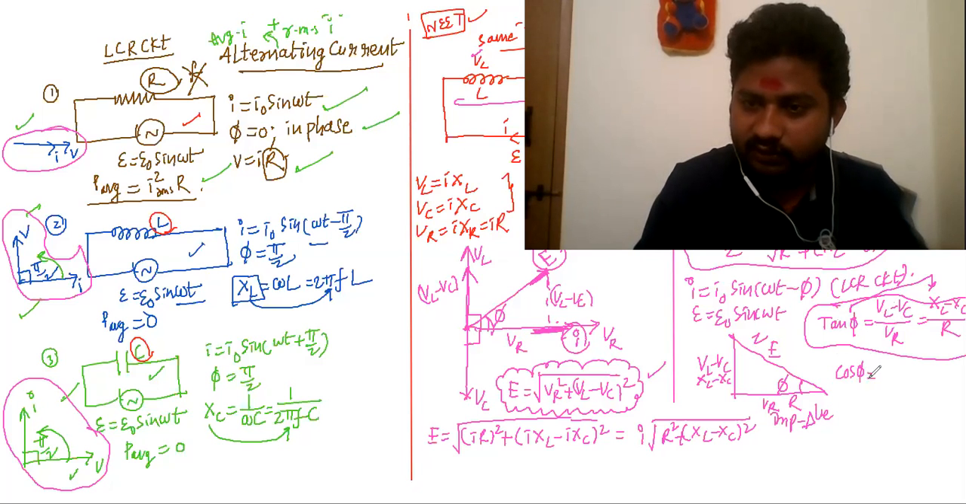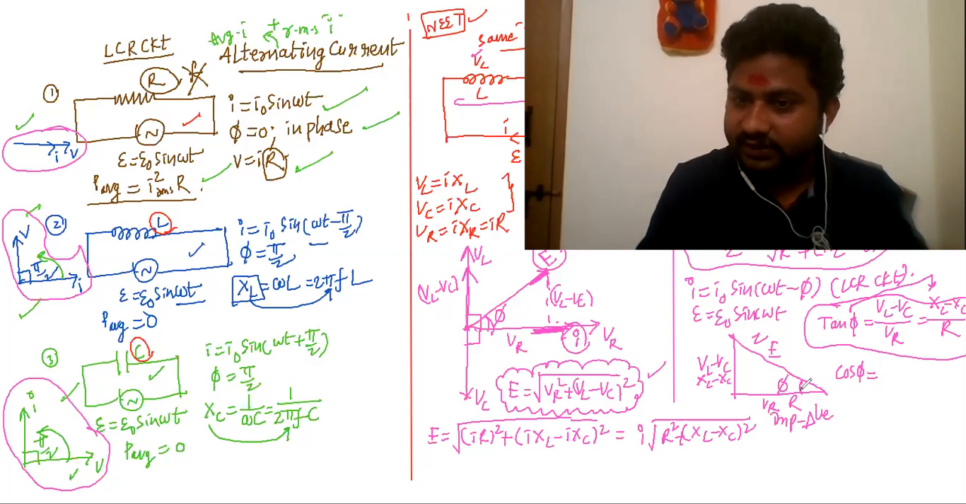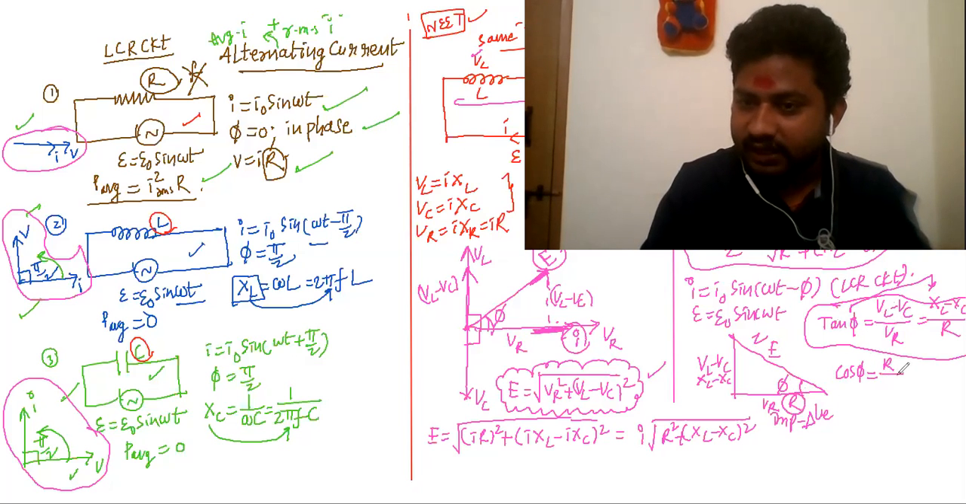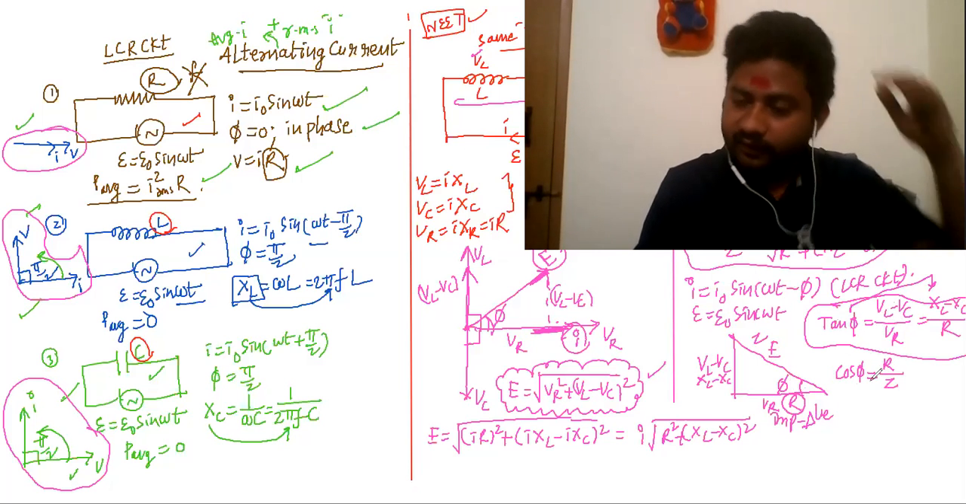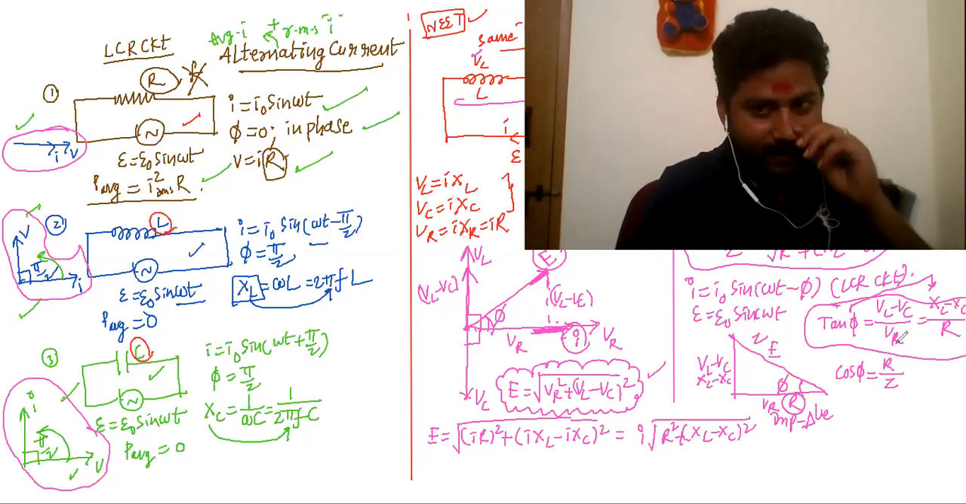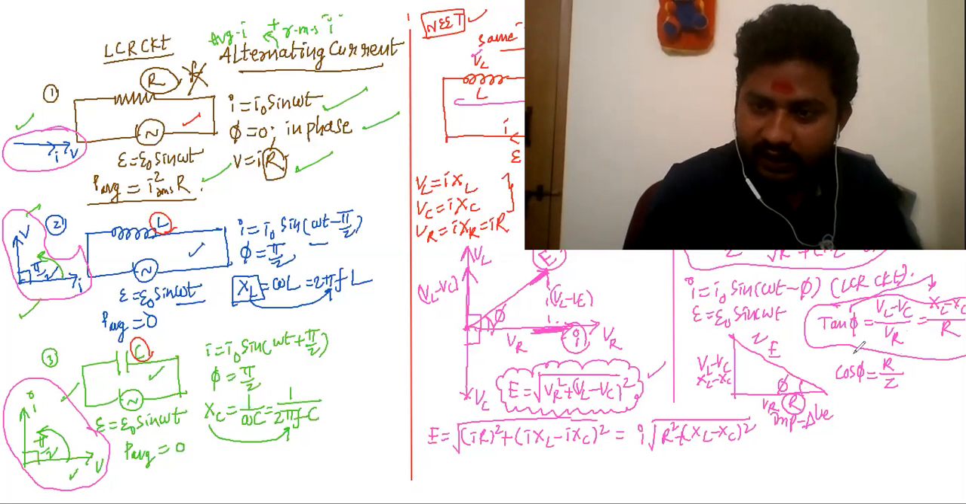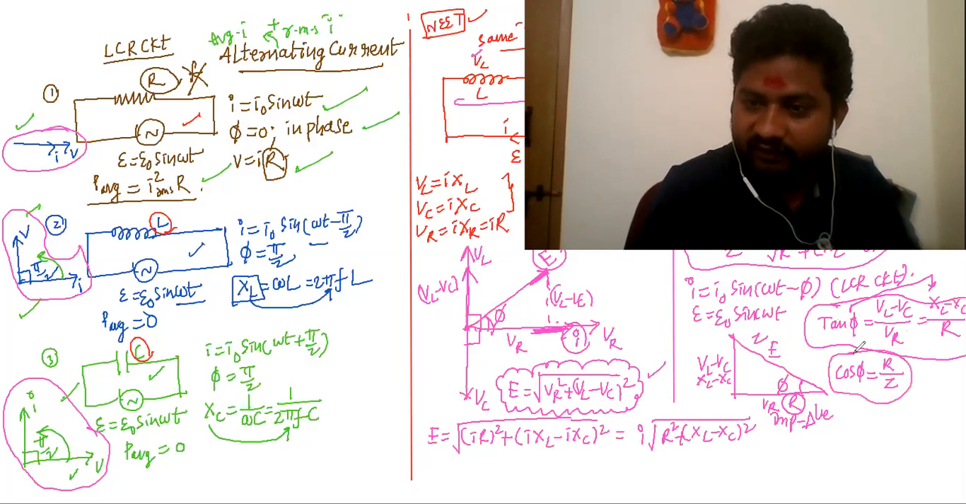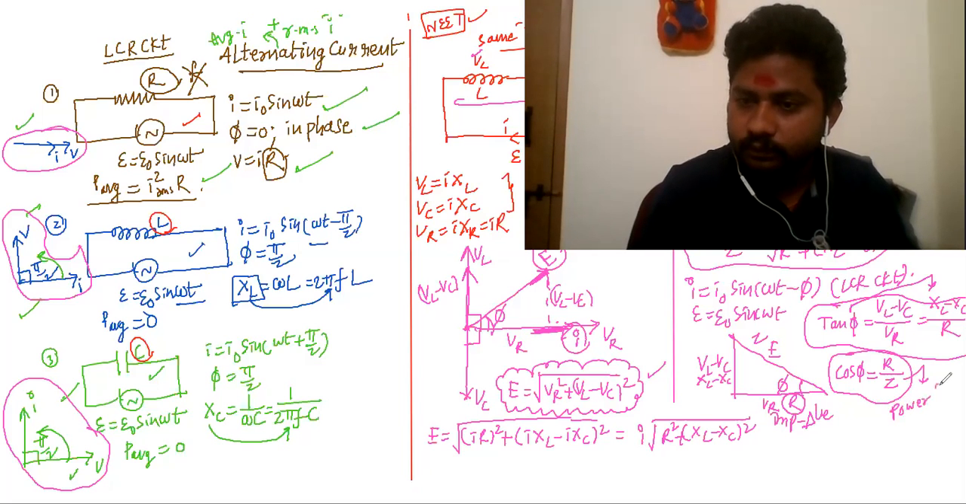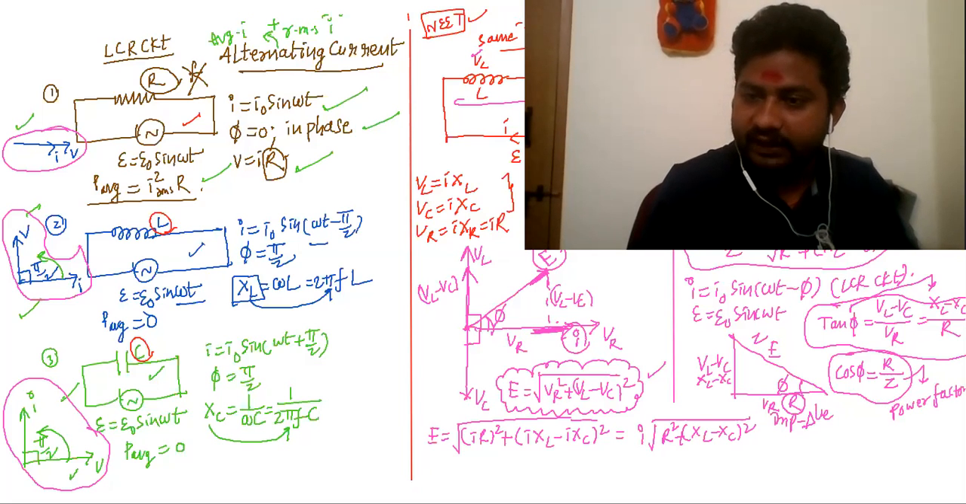What is cos phi from this triangle? Cos phi is just the adjacent side by the hypotenuse. Remember, cos phi is R by Z. And this cos phi is called the power factor. What is it called? Power factor.